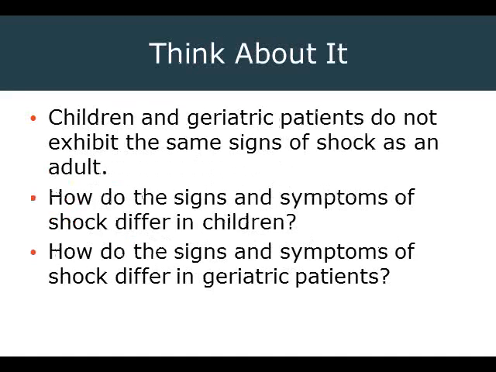All right, so children and geriatric patients do not exhibit the same signs and symptoms as an adult. How might these signs or symptoms differ? Well, children and geriatrics, as we learned in the lifespan development chapters, they don't always have the same compensatory mechanisms. Children haven't built them yet. The geriatric patients have worn them out. So geriatric patients may always be a little tachycardic, and it'd be harder to determine that they're tachycardic. Pediatric patients are always tachycardic until they get older.